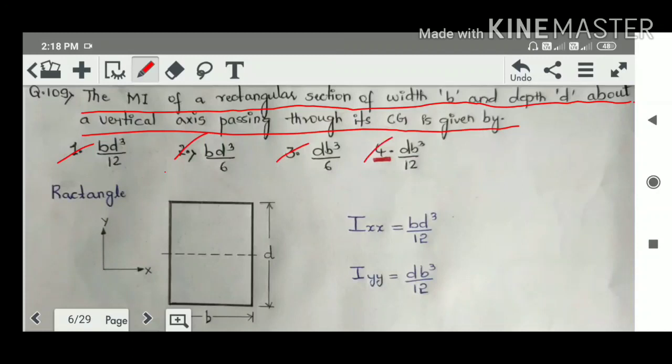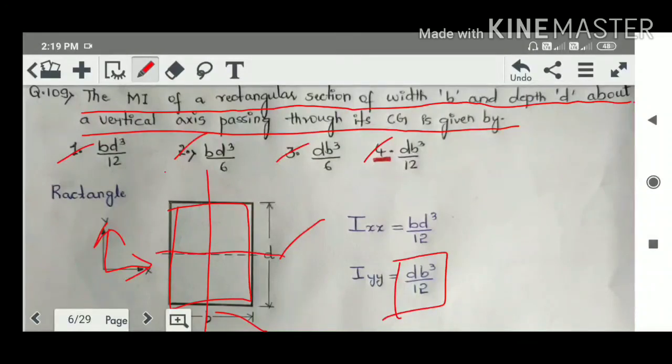Okay friends, as you can see here, a rectangle, this is the depth, this is the breadth, this is the coordinate, this is the x direction, this is the y direction. About a vertical axis means this direction, Iyy. For Iyy it is db cube by 12. For the horizontal axis it is Ixx, it is bd cube by 12. For this question the correct option is db cube by 12, option number 4. You also need to remember this formula, Ixx.